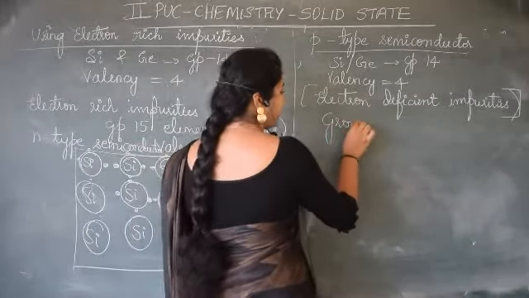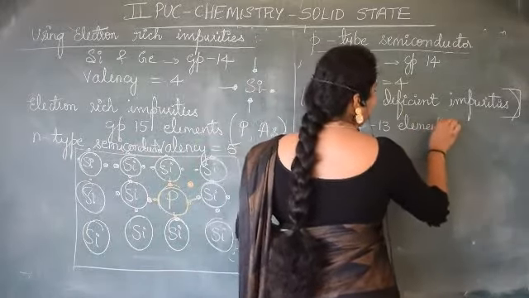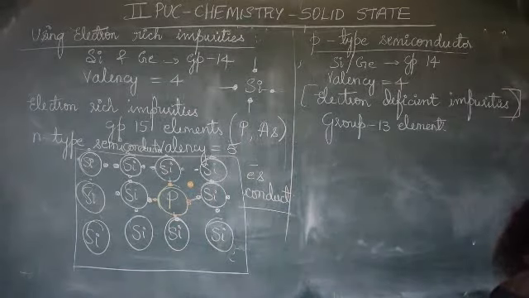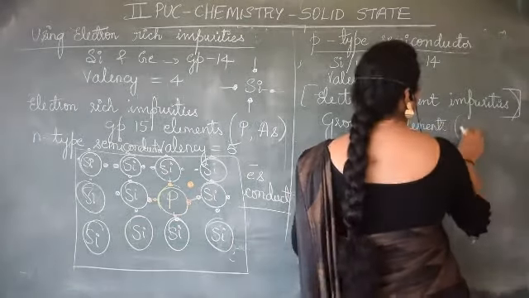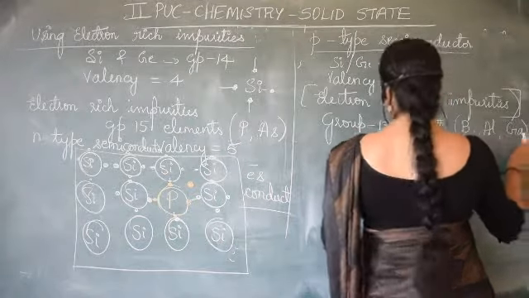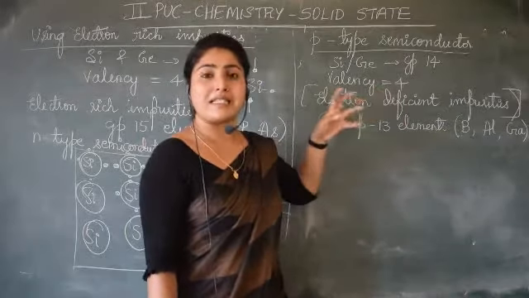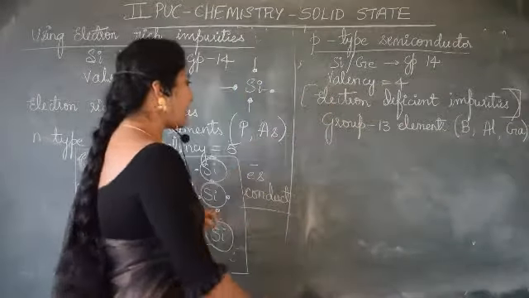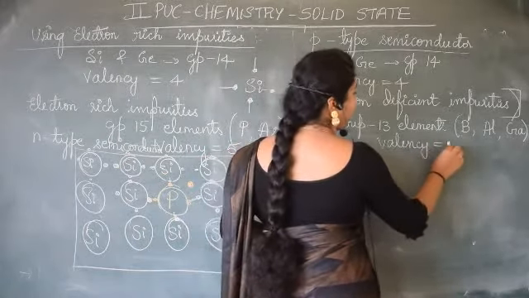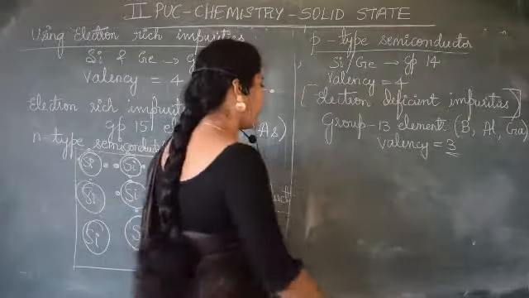Group 13 elements will be considered. Examples of group 13 elements are boron, aluminium or gallium. Usually these will be taken as the impurities, that is, electron deficient. Now let us consider what the valency will be here. The valency of group 13 elements is 3. See, one less than silicon or germanium.